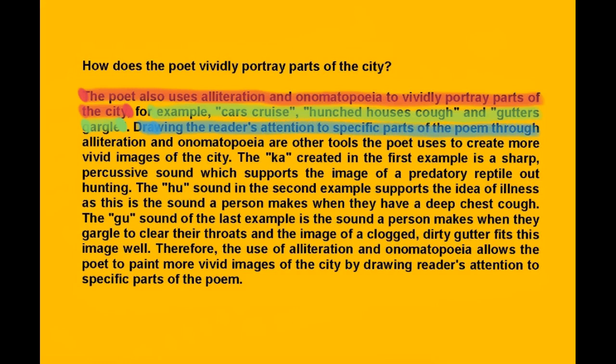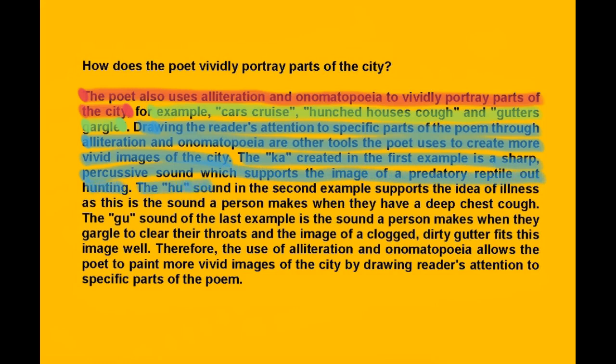explaining and elaborating why these tools of alliteration and onomatopoeia serve to create vivid images of the city, drawing the reader's attention to specific parts of the poem. Alliteration and onomatopoeia are other tools the poet has used to create more vivid images of the city. The k created in the first example is a sharp percussive sound which supports the image of a predatory reptile out hunting. The h sound in the second example supports the idea of illness, as this is the sound a person makes when they have a deep chest cough.